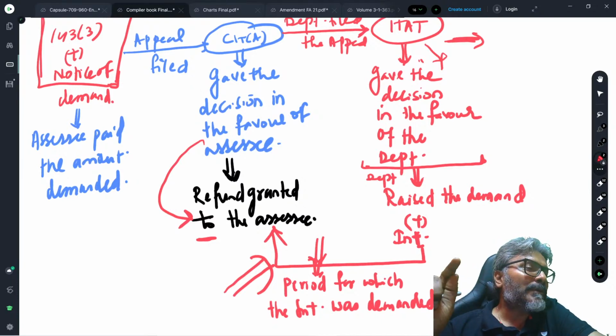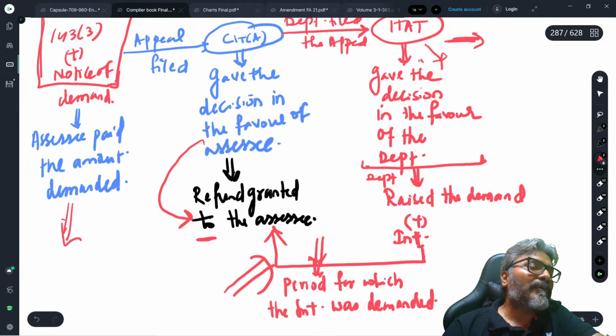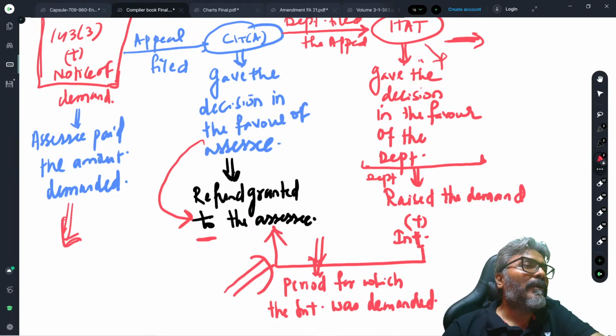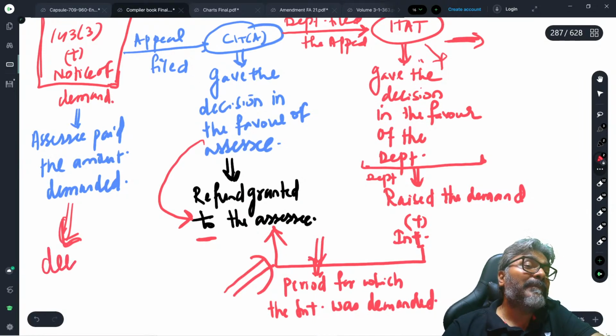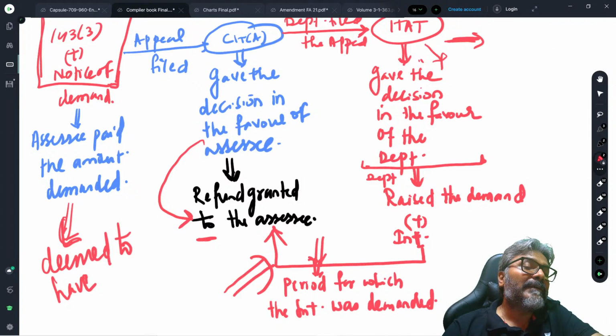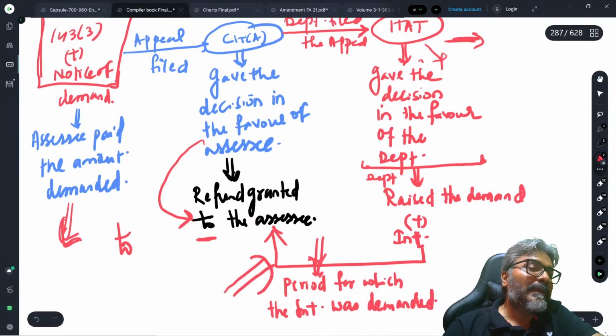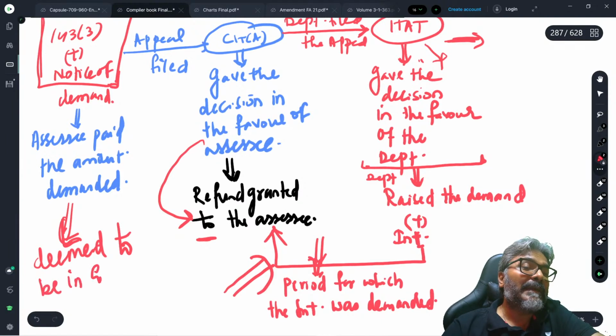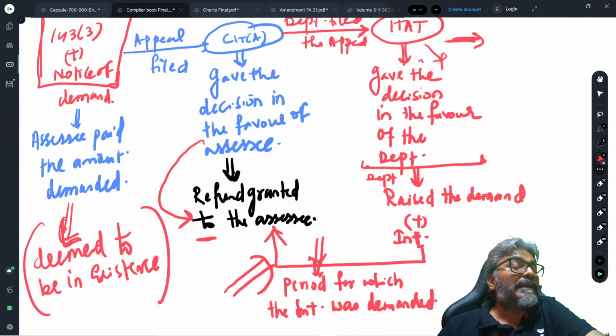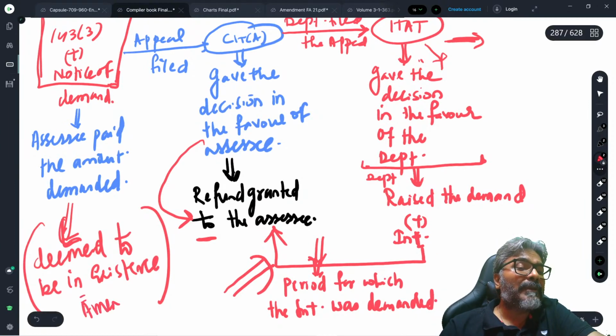The amendment that they made was that now the original demand notice, students, which was given originally, is deemed to be in existence. Can you see that? The original demand notice, students, is deemed to be in existence. Now, if the original demand notice is deemed to be in existence, then what does it imply? Now you tell me, after the amendment. So this was the amendment.